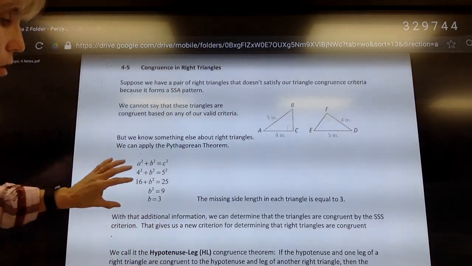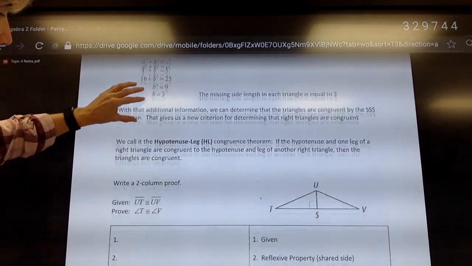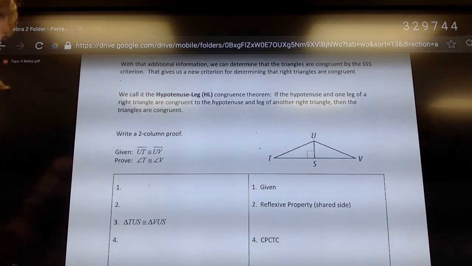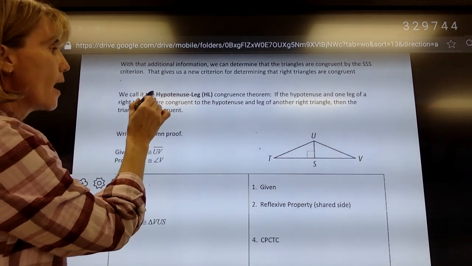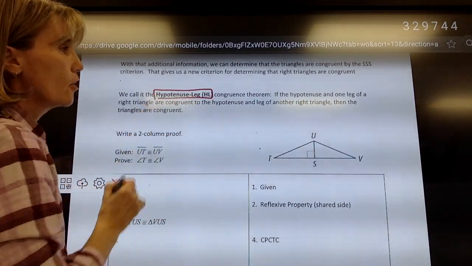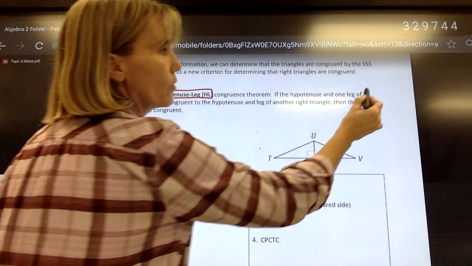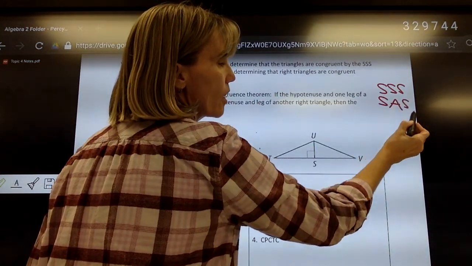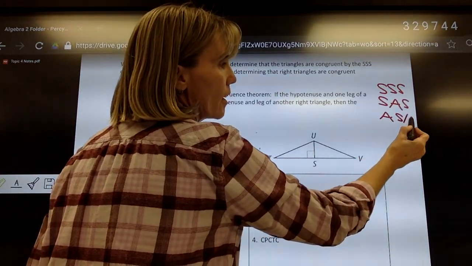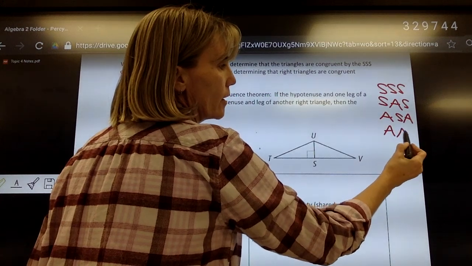Okay, so using that information, when a right triangle is involved, we call it the hypotenuse leg congruence theorem. So now we're going to have side, side, side to choose from. We're going to have side, angle, side. We're going to have angle, side, angle. We're going to have angle, angle, side.